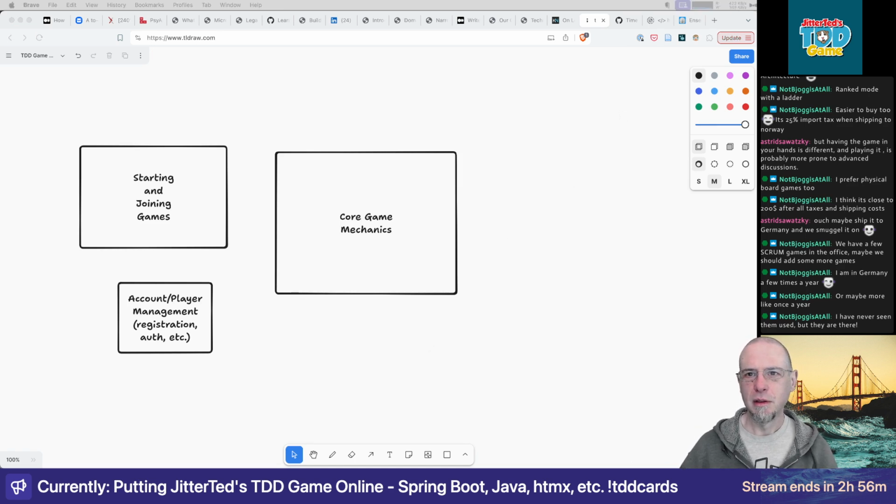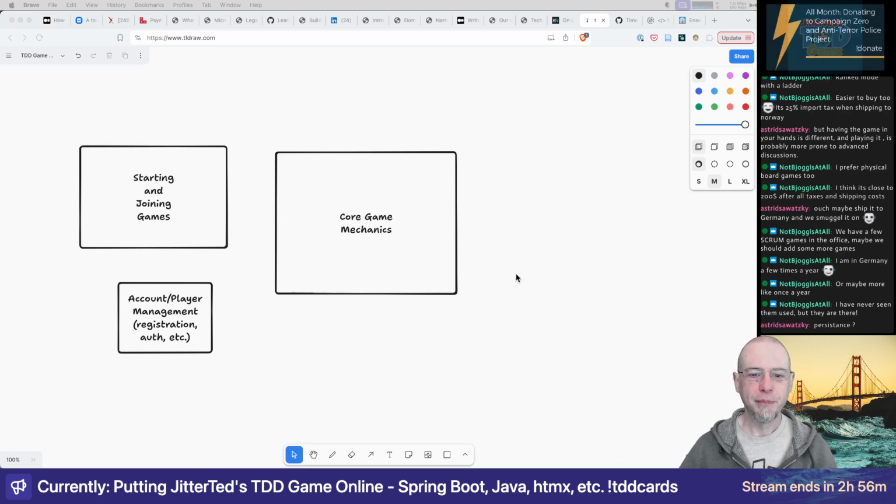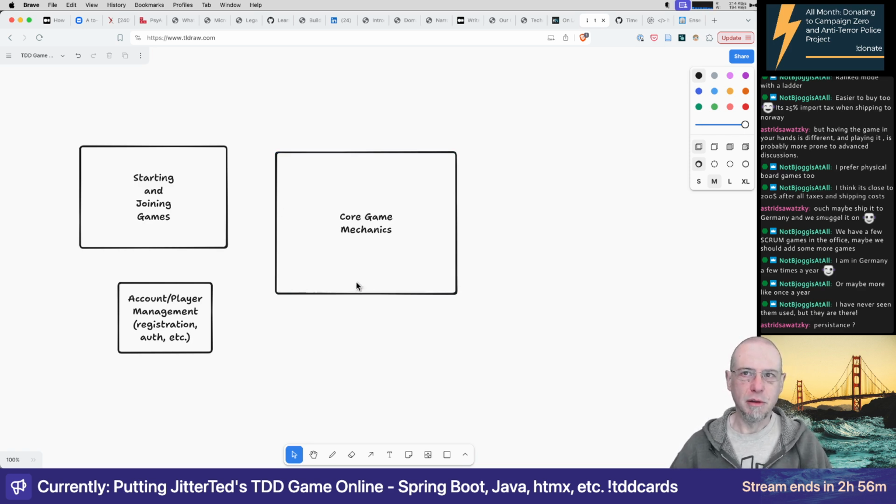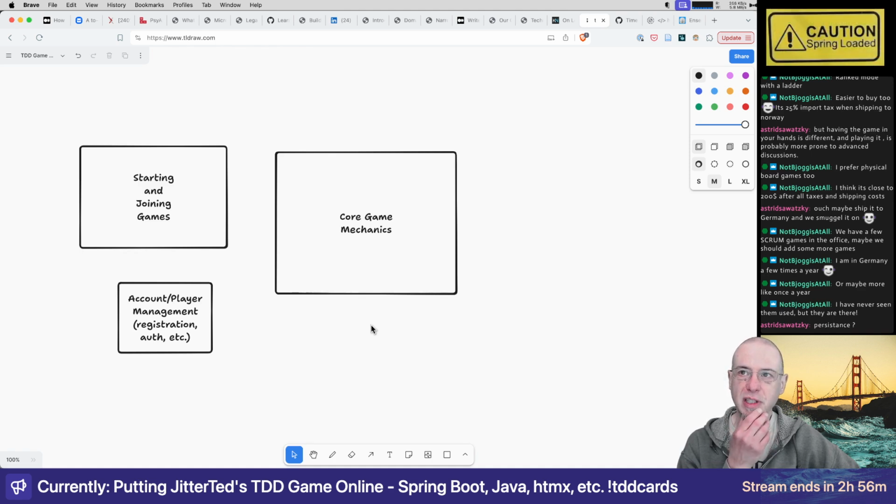So let me just click over here. Yeah, persistence. Persistence obviously will be there, but I'd put that under the core game mechanics. I'm trying to think of what are the major areas from a functional standpoint. That's more of an implementation detail. So sort of as part of player management.